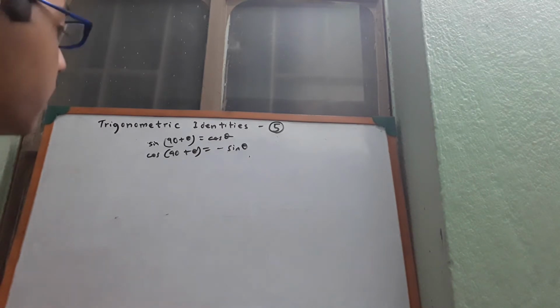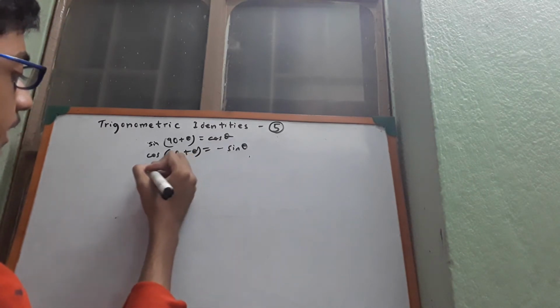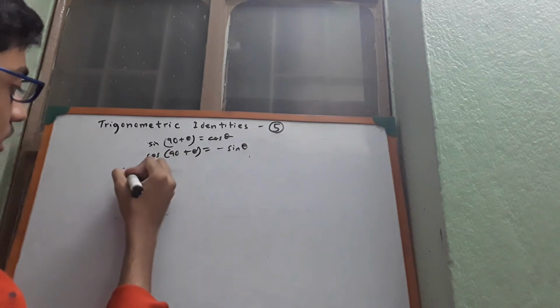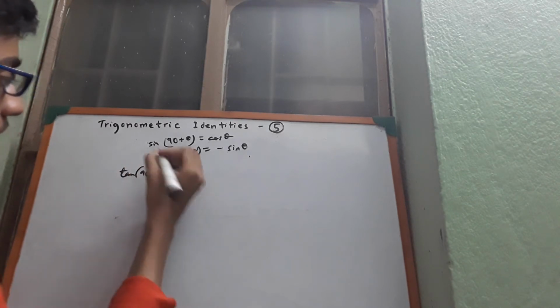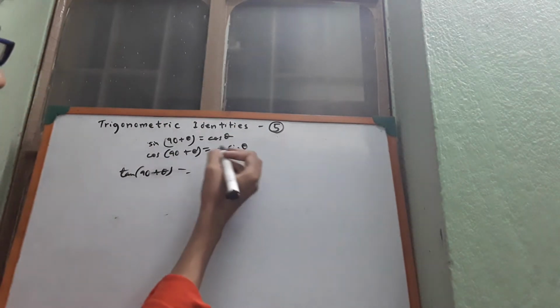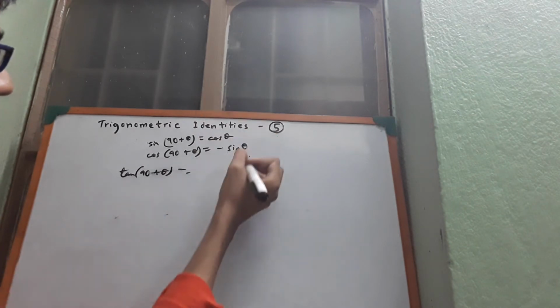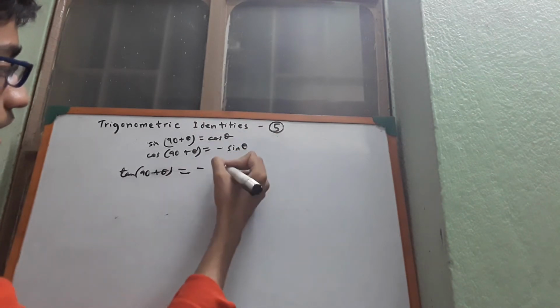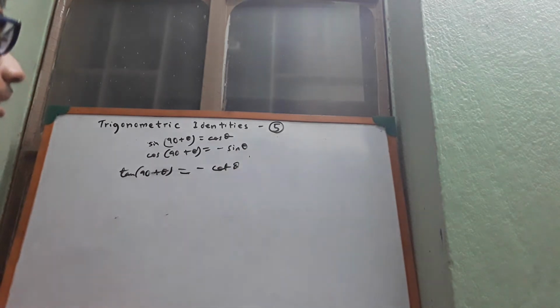And tan of 90 plus theta will just be this by this, right? Just the sine over cos, so if you divide them, that is cos theta over sine theta, but we will have a minus here nevertheless. So minus cot theta. Cos theta over sine theta is cot theta, right? Tan of 90 plus theta is minus cot theta. I think it's clear till here.